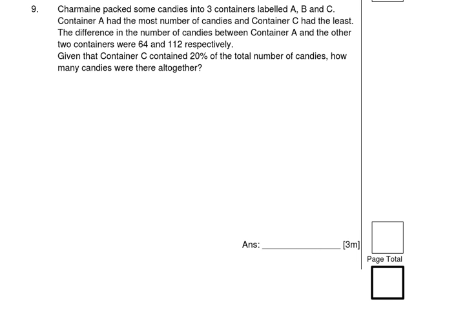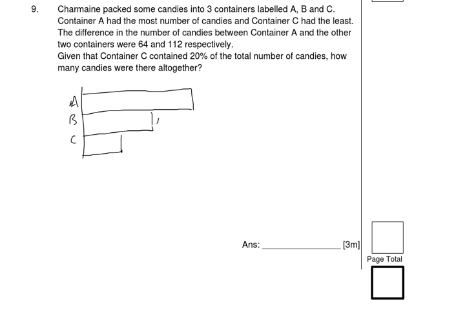The difference in the number of candies between A and the other two containers were 64. So this must be 4, right? Right or wrong? And 112, right? Correct or wrong? Okay.